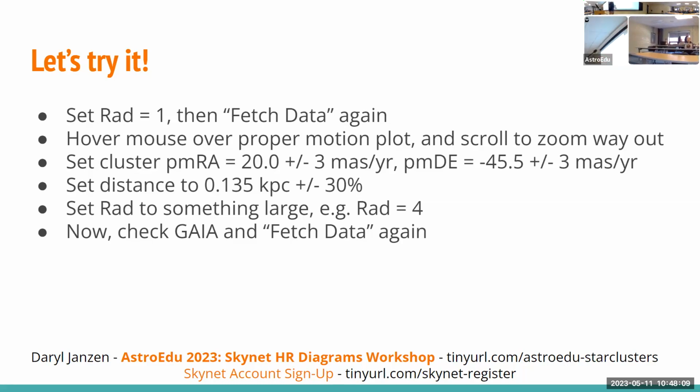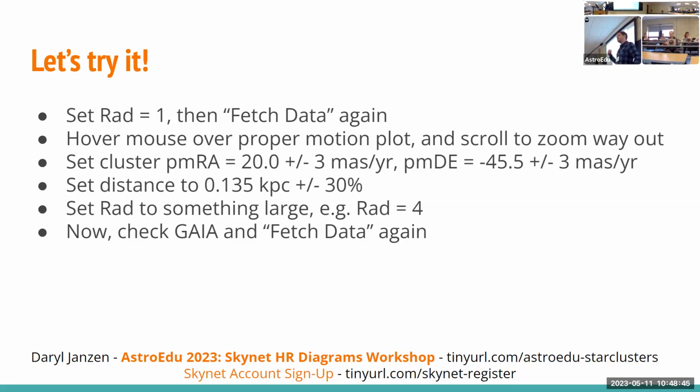Once you've, and you're welcome to just follow along, I think those steps will actually get you through. I'm just waiting to make sure that everyone has managed that step. So once you've got the data loaded, above the 2 HR diagrams, there's a proper motion graph showing the proper motion values for all of the stars in the field. Take your mouse over to that proper motion graph and just zoom out.